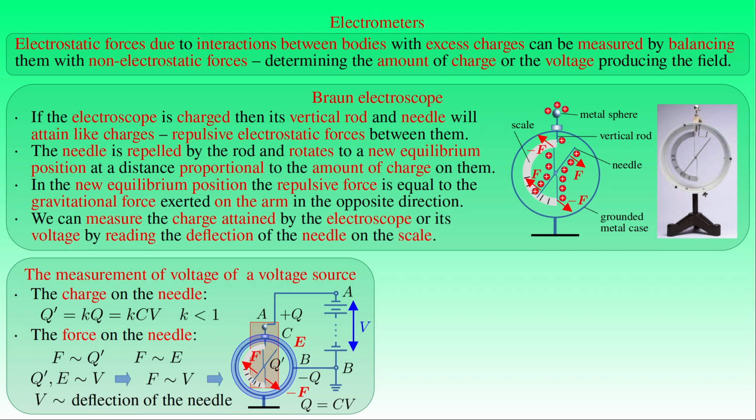The scale of the Braun electroscope can also be calibrated by applying known voltages to the instrument, so that the electrometer could directly measure voltage. The range of operation of such devices is between 100 volts and 10,000 volts.